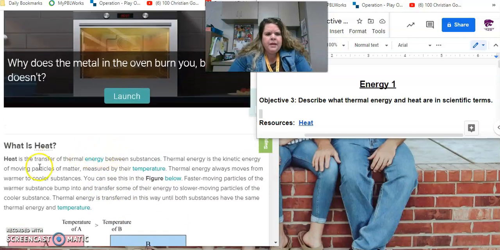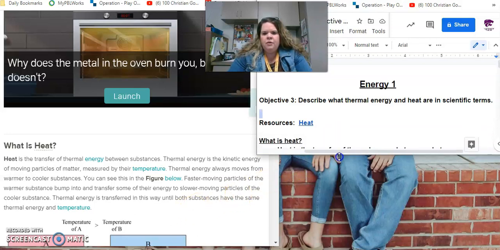But what is heat? Heat is the transfer of thermal energy between substances. Thermal energy is the kinetic energy of moving particles of matter measured by their temperature. Thermal energy always moves from warmer to cooler substances. You can see this in the figure below. Faster moving particles of the warmer substances bump into and transfer some of their energy to slower moving particles of the cooler substance. Thermal energy is transferred in this way until both substances have the same thermal energy and temperatures.